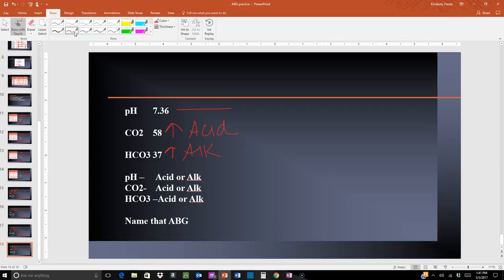If we look at the normals, 7.35 to 7.45, and we know that this way is acid and this way is alk, where does this 7.36 fall? It's normal, but it's barely normal, and it's more on the acidic side. So we're going to see which one of these is acidic. Well, 45 is the high end of normal, and this is 58. And we know that an elevated bicarb is not going to cause acidosis. So that only leaves us with one possibility.